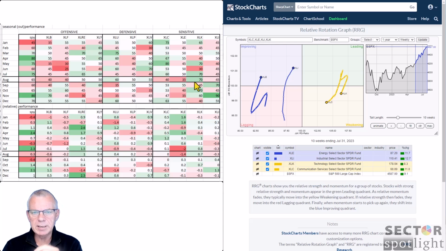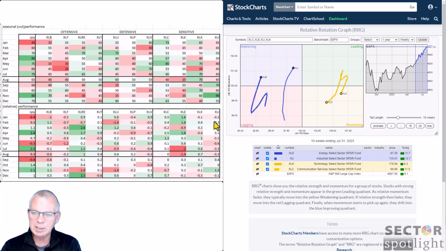The other sector in this group is technology. Technology outperforms the S&P 500 70% of the time during the month of August, and on average, it's beating the S&P 500 by 70 basis points. If you just look at these numbers, you would say that, hey, August is a very good month for the technology sector, and I'm expecting a 70 basis points outperformance over SPY.